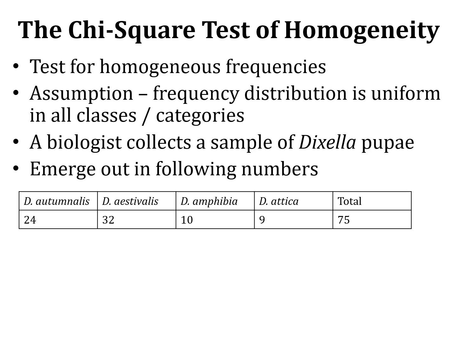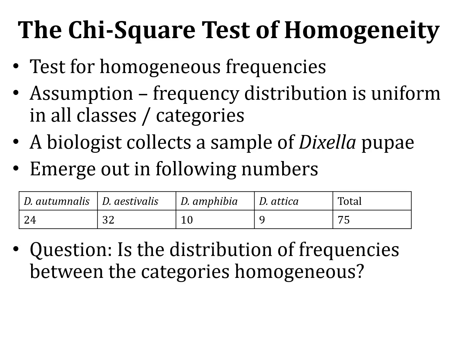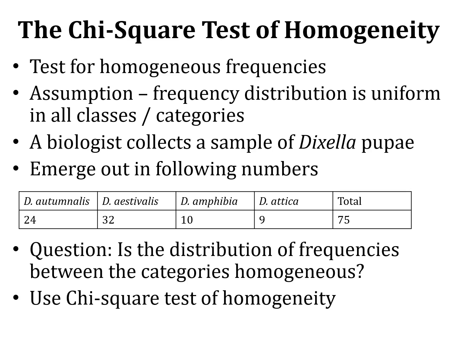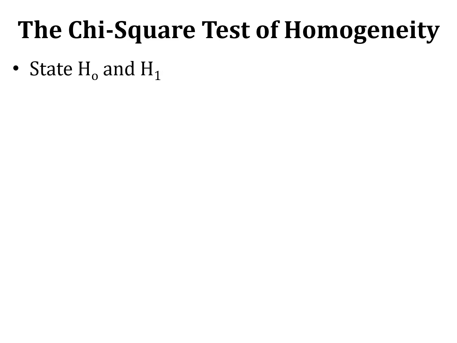Now we want to confirm whether this difference is significant or not. For that purpose, we are going to use the chi-square test of homogeneity. So the question is: is the distribution of frequencies between the categories homogeneous? This is our question, and we are going to use the chi-square test of homogeneity. So what is the next step?